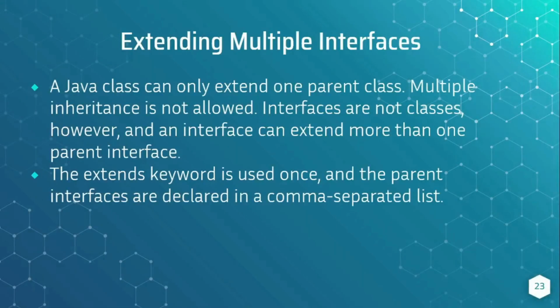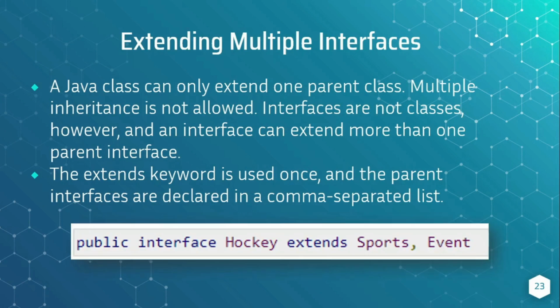Extending multiple interfaces. A Java class can only extend one parent class. Multiple inheritance is not allowed. Interfaces are not classes. However, an interface can extend more than one parent interface. The extends keyword is used once, and the parent interfaces are declared in a comma-separated list. So for example, we have public interface Hockey extends Sports, Events.